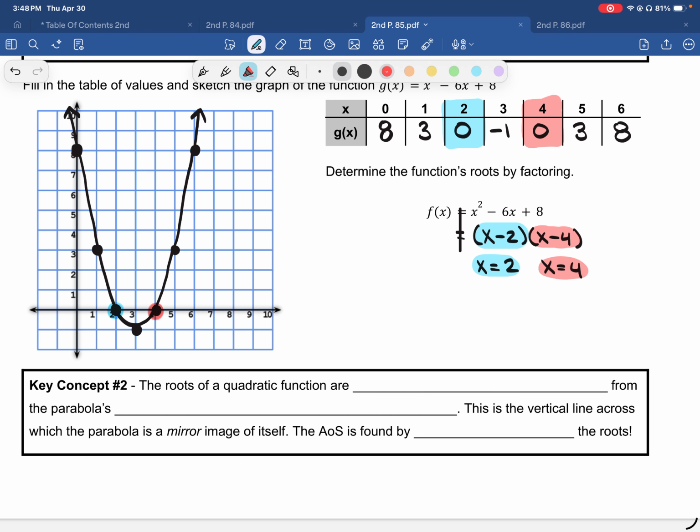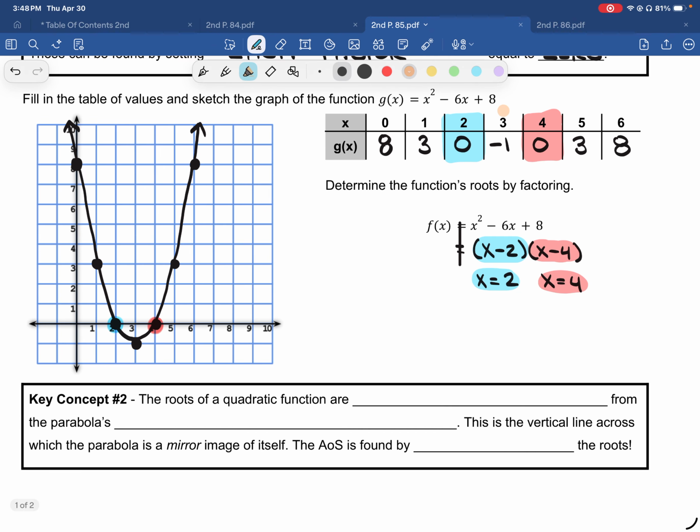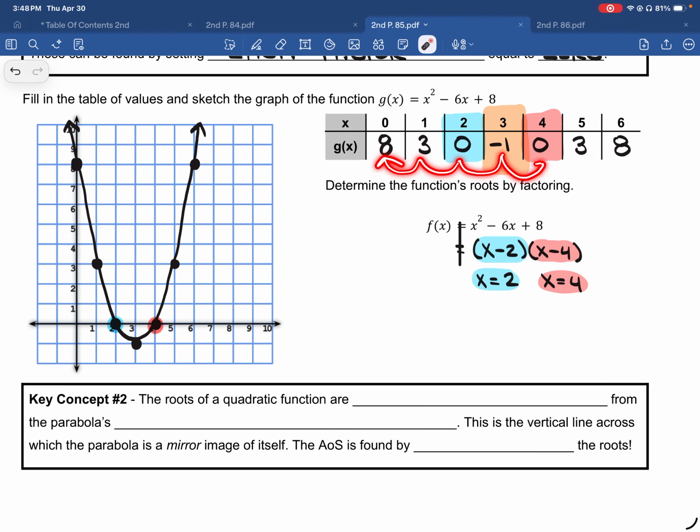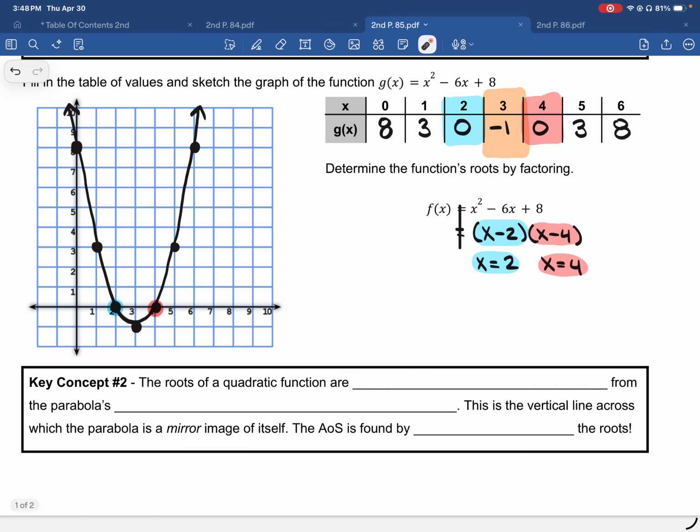But there's something else that's important about this. The numbers that we see repeating, 8 to 3, 3 to 8, 3 to 0, 0 to 3, 0 to -1, -1 to 0. They all repeat from 3. The pattern we see going this way is the same as the pattern we see going this way. That number 3 is a very important number for quadratic functions.